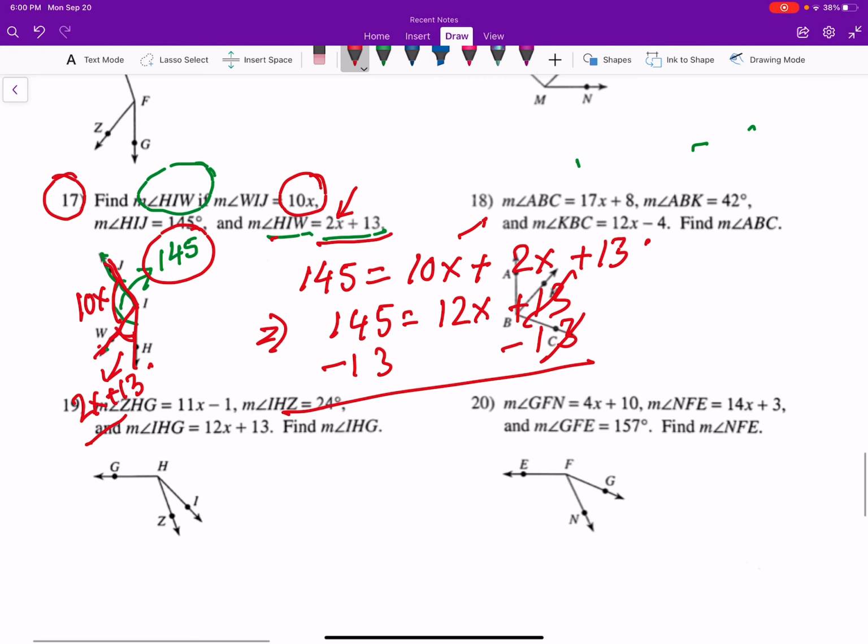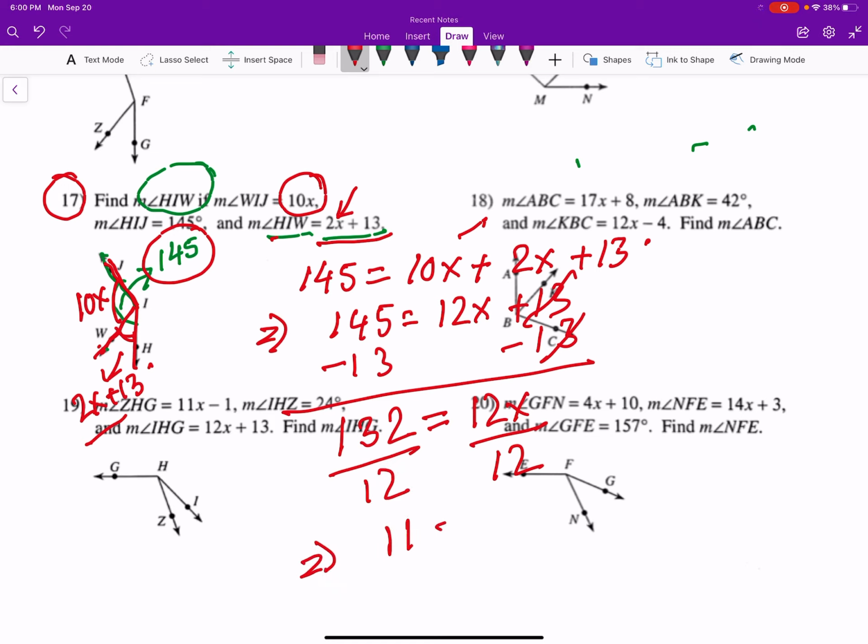So we have here from 5, 3 is gone, 2 and 1. This is 3 and 1. So here you have this 12x, all right? So we want to divide by 12. So 12 ones are 12, so 11. You get 11. X is 11.